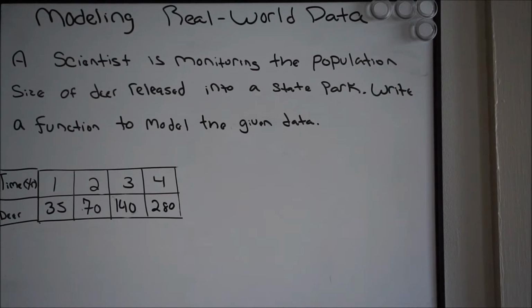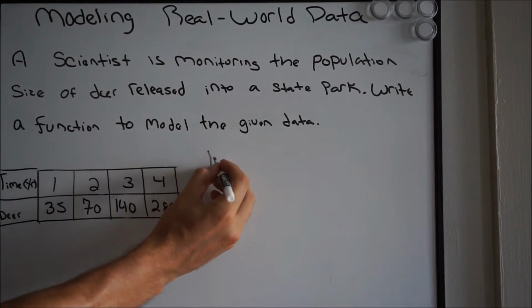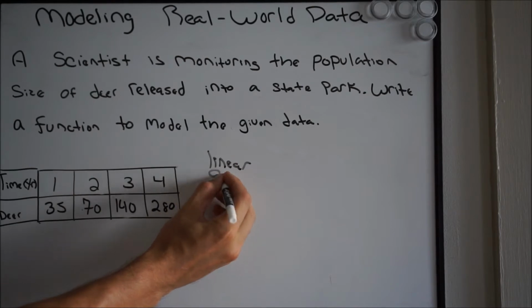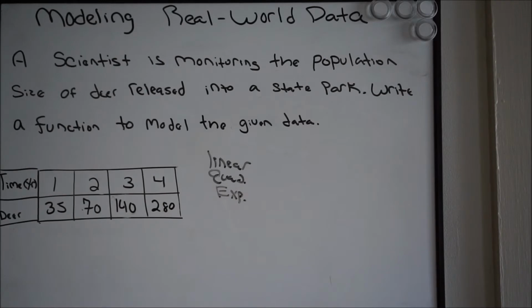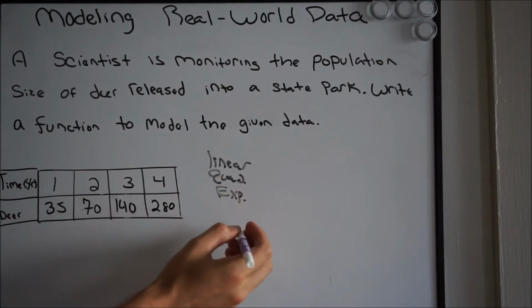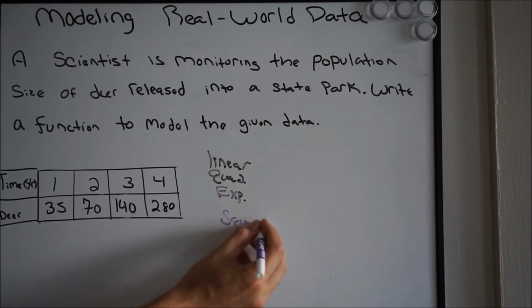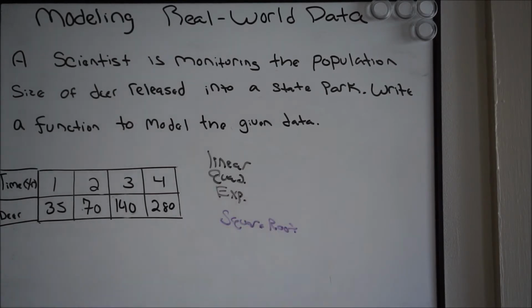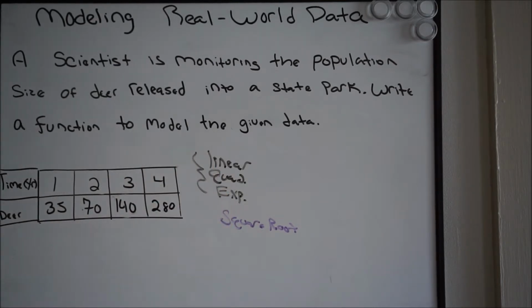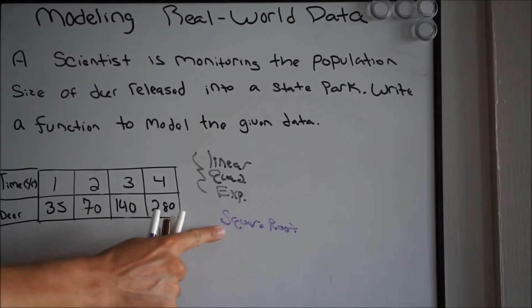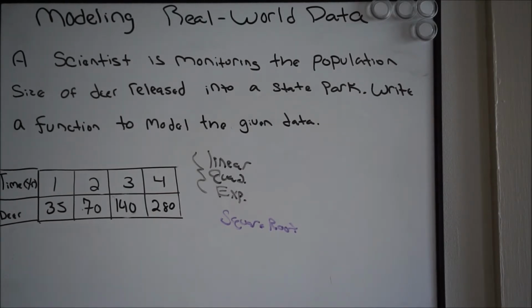So what I'm going to do is just make a quick list. So we have linear, then we have quadratic, I'm going to abbreviate here, exponential, and in a different color, I'm going to go ahead and write square root. Linear, quadratic, and exponential, we can kind of group these together because they're going to have something in common. If you have a linear, quadratic, or exponential, they're all going to have evenly spaced x values. Square root, however, will have evenly spaced y values.